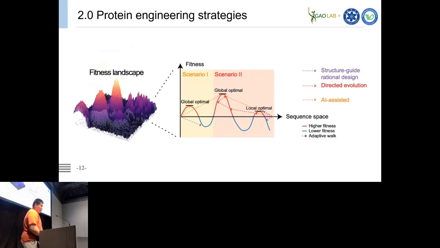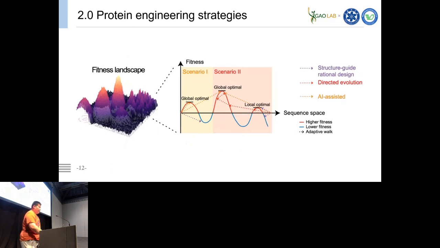Let's start with a brief overview of the most common protein engineering strategies. Protein engineering aims to optimize proteins to achieve improved functions. You can think of this as climbing a fitness landscape, where each point is a protein sequence and the height reflects performance. What we mean by fitness depends on our task. It might be editing efficiency or something else.